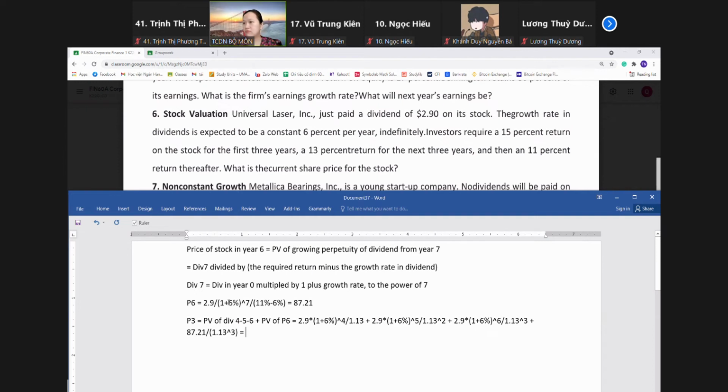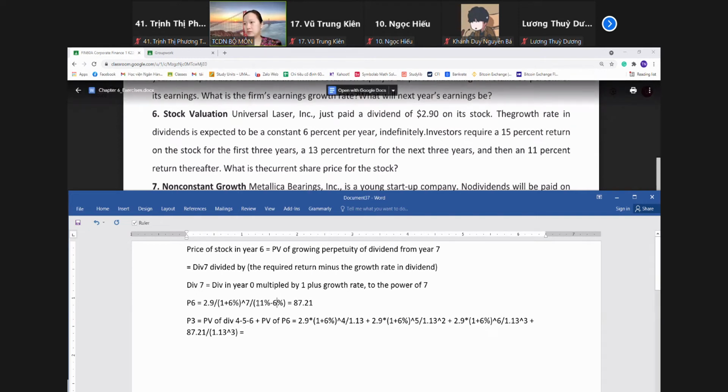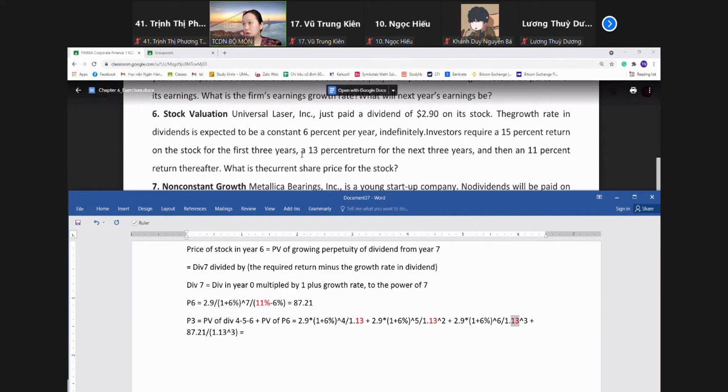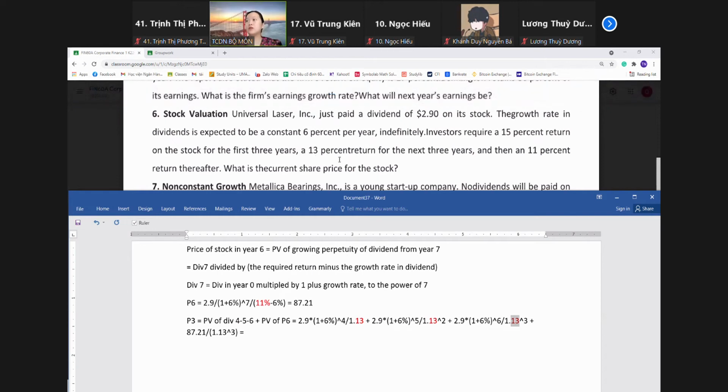You may find that we use different discount rates, right? In the previous part we used the discount rate of 11, but here we use the discount rate of 13 in our calculation. Why is that? Because in the next 3 years, from year 4 to year 6, the required rate is 13. Okay, so you get the number right here, 69.157.